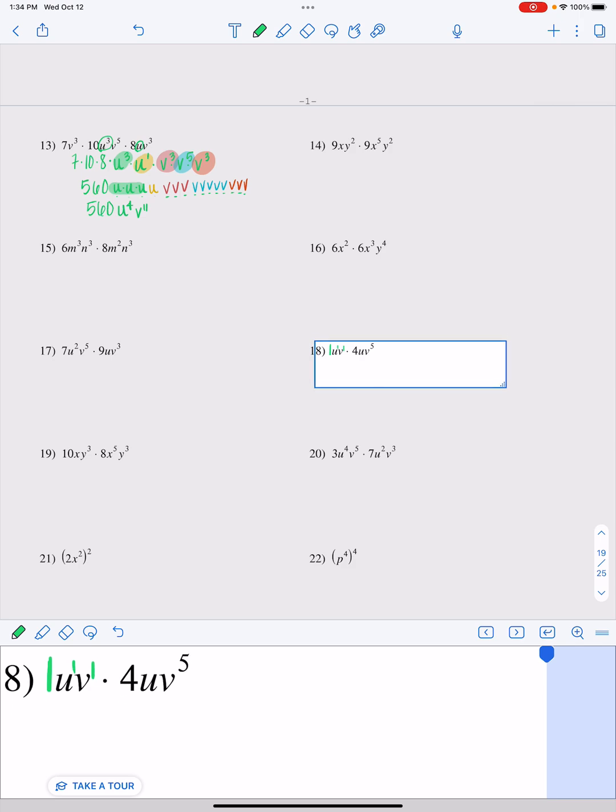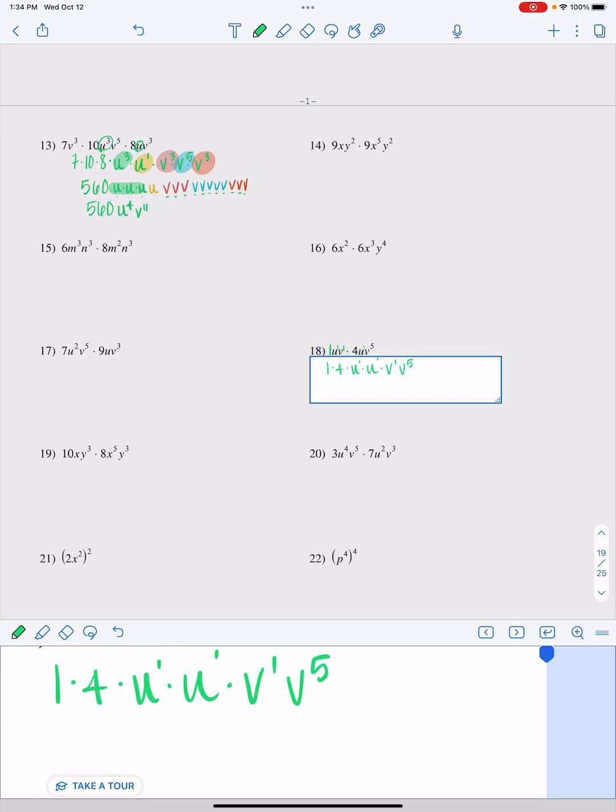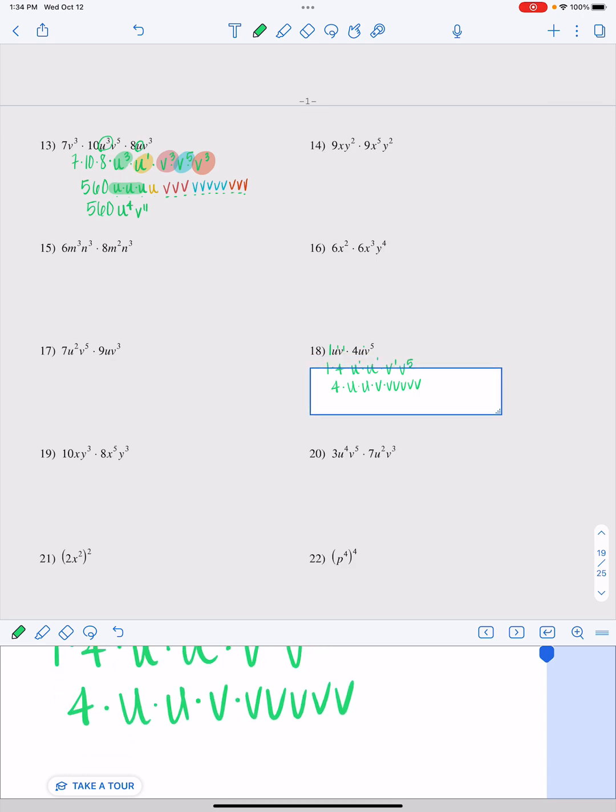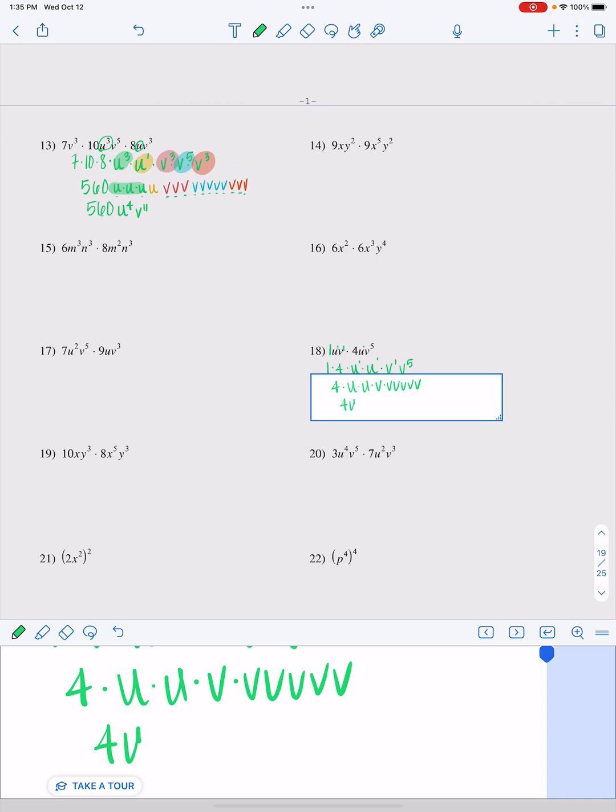So now I'm going to multiply 1 times 4. I have a u to the first and a u to the first. And then I have a v to the first and a v to the fifth. I'll do it both ways just in case. So I'll get u and 1 v and 5 more v's. So this is 4u squared, 1, 2, 3, 4, 5, 6, v to the 6th.